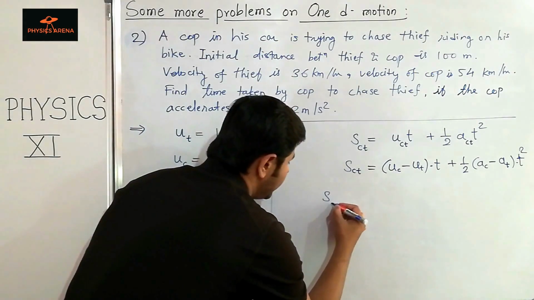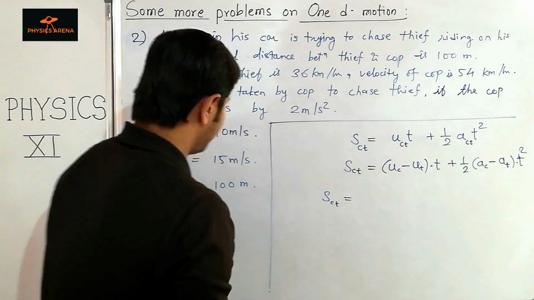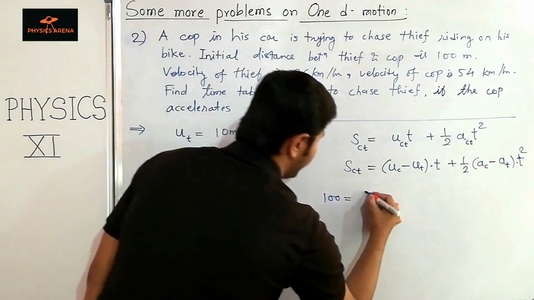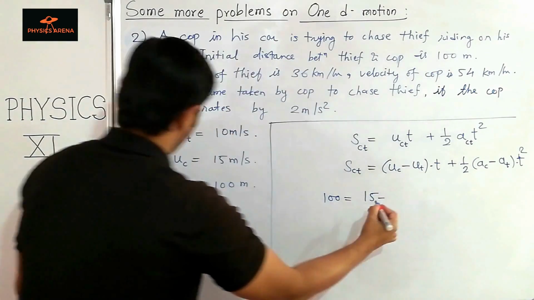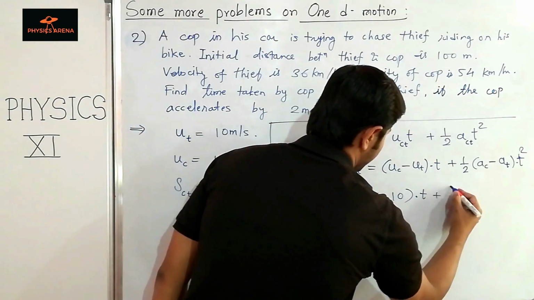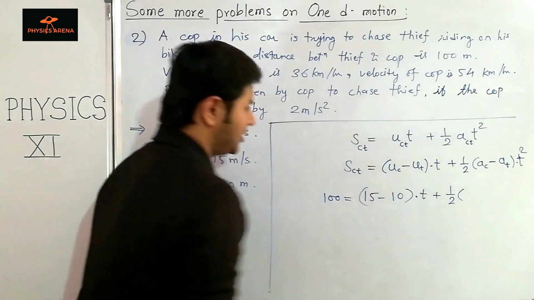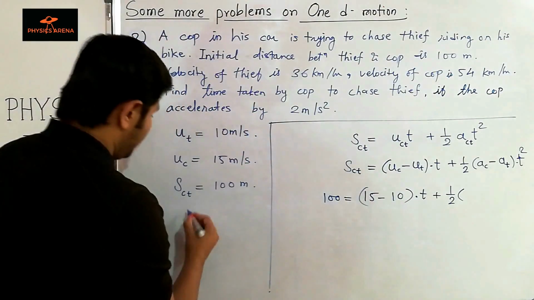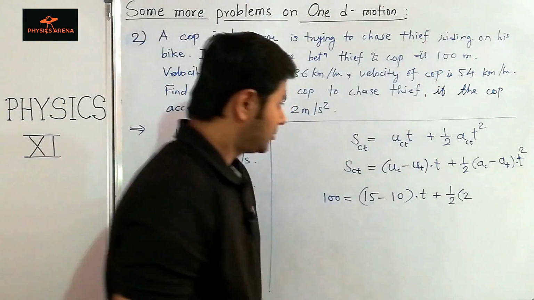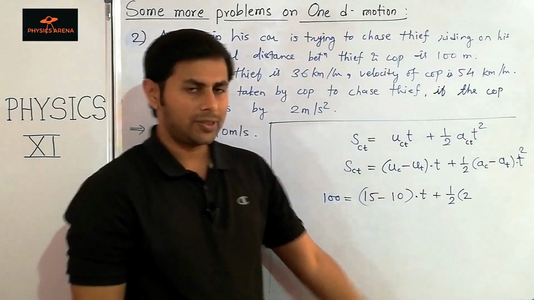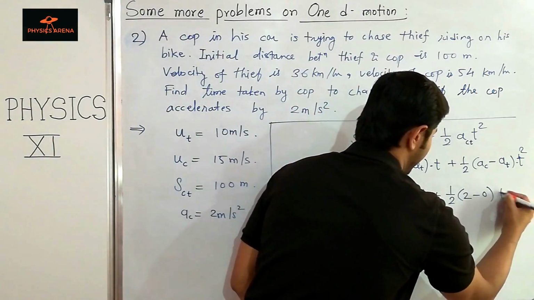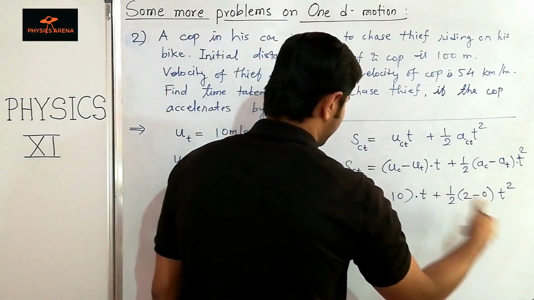Okay, so let's substitute the values. So I can write S CT equals, okay, it was 100, UC is 15 minus UT is 10 times t plus half of AC. Acceleration of cop is 2 meters per second square, so it is 2 minus acceleration of thief. So our thief is slow, it's not accelerating, so it is 0, times this t square. So that 2 and 2 get cancelled.